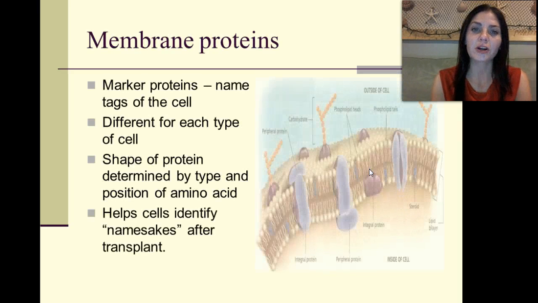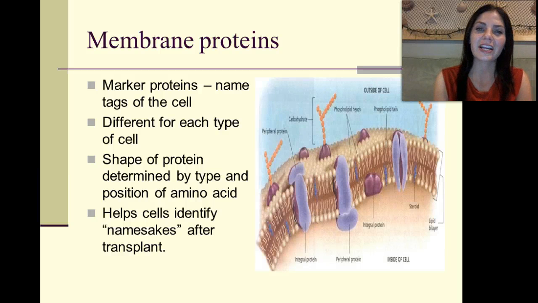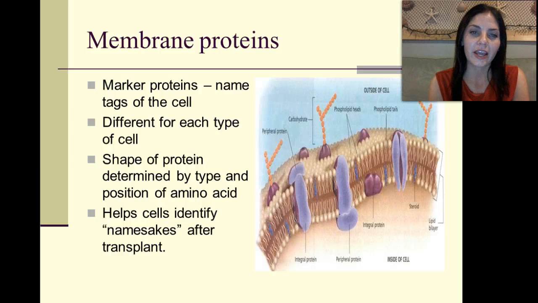We also have marker proteins. They're basically like name tags of the cell, and they're different for each cell type. The shape of the protein is determined by the position of the amino acids, and they help cells identify themselves after a transplant. Meaning, if a heart cell was transplanted for some reason into your brain, it would still be recognized as a heart cell. It wouldn't automatically become a nerve cell. So it's kind of like a little tag.